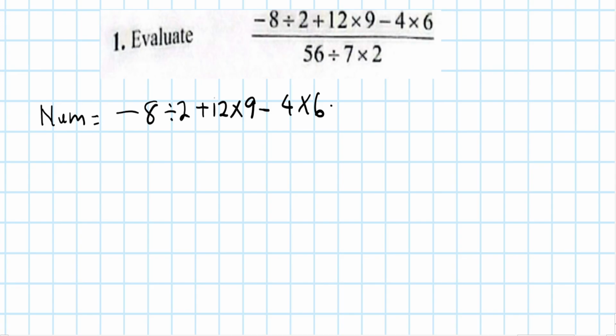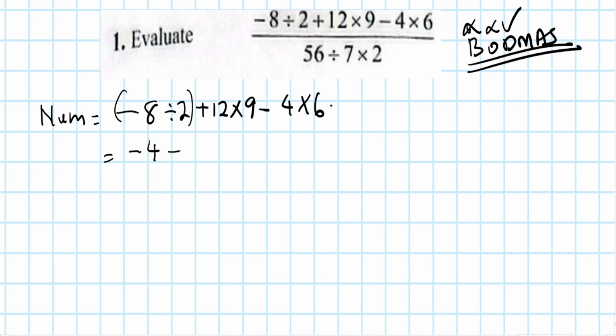So BODMAS. I'm going to start with BODMAS. Now BODMAS is brackets, of, division, multiplication, addition, subtraction. So there's no brackets, obviously. There's no of. The only thing is division. So let's start with division. Let's start with minus 8 divided by 2. Minus 8 divided by 2 will give you minus 4 plus 12 times 9 minus 4 times 6.